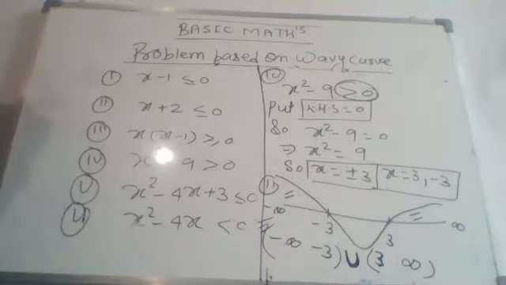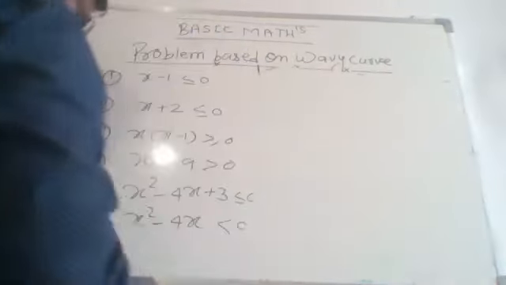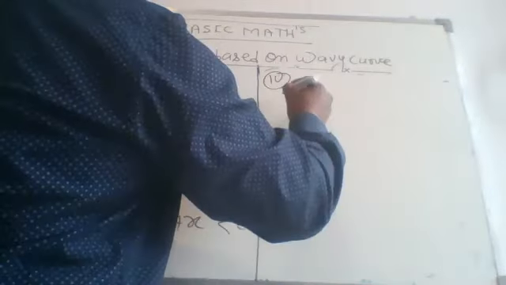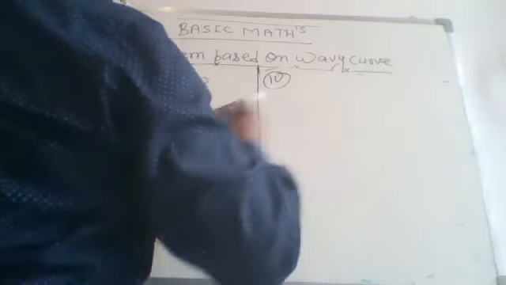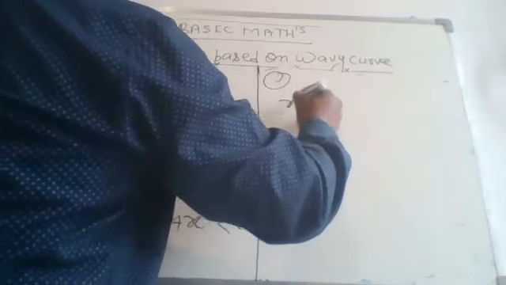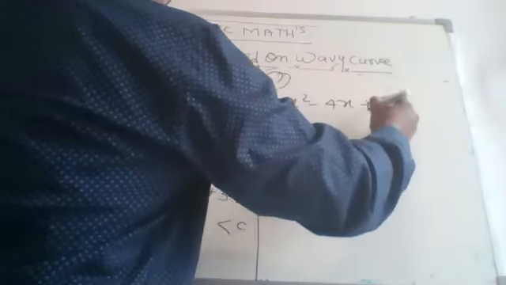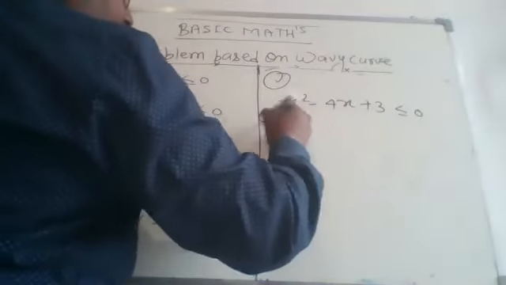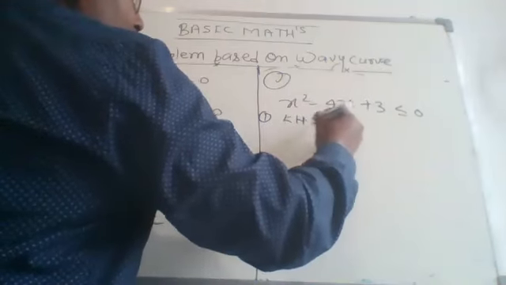Okay, everyone. Now let us see the next question, written on the board. Question number 5 is x square minus 4x plus 3 less than or equal to 0. This one. We have to put over here what? Left hand side is equal to 0.